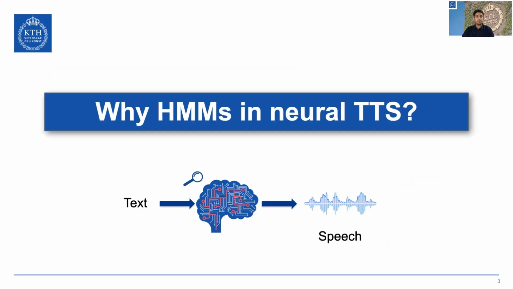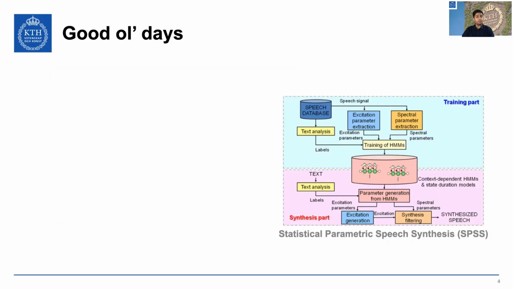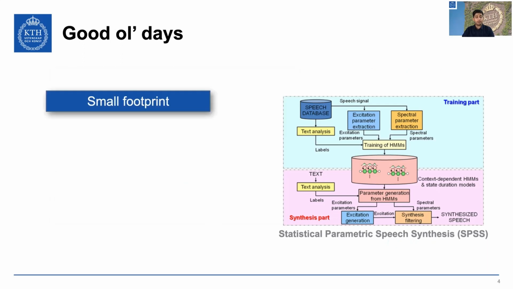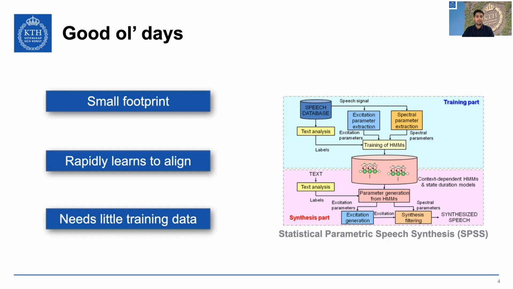Why are we thinking about putting hidden Markov models in neural TTS? Let's do a quick overview of the old and new TTS paradigms. First, what are the appealing properties of classical statistical parametric speech synthesis or SPSS? It has a small footprint, it rapidly learns to align text and audio, it requires little data and is able to speak reasonably from only a few hundred training utterances.